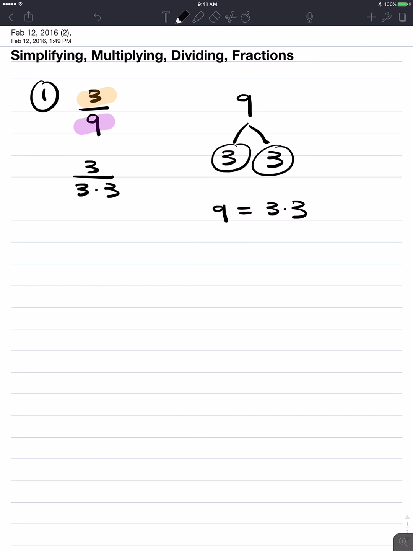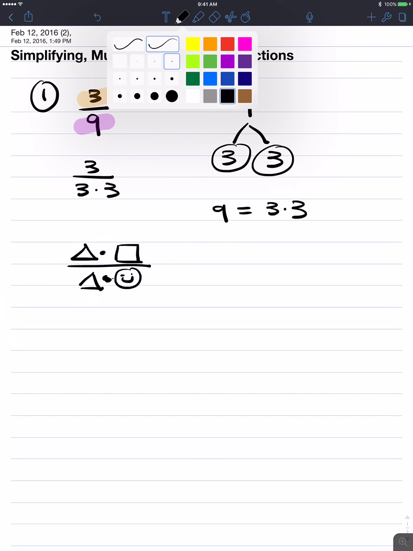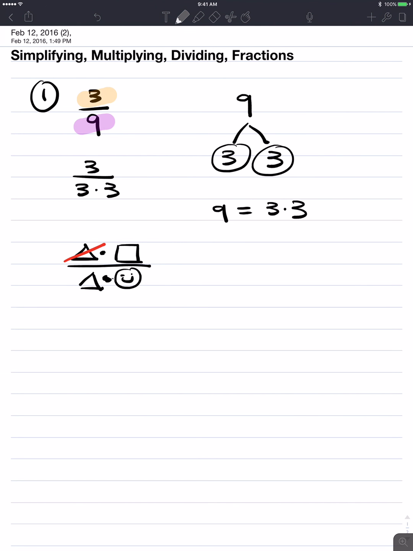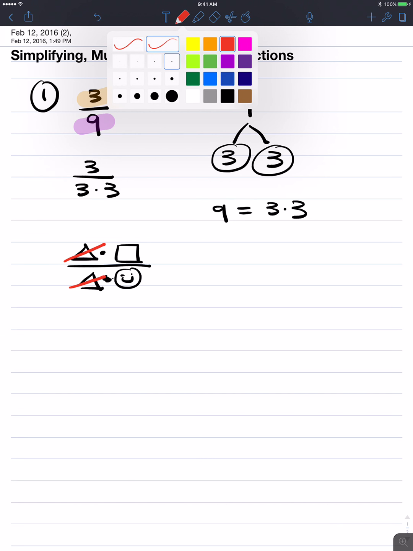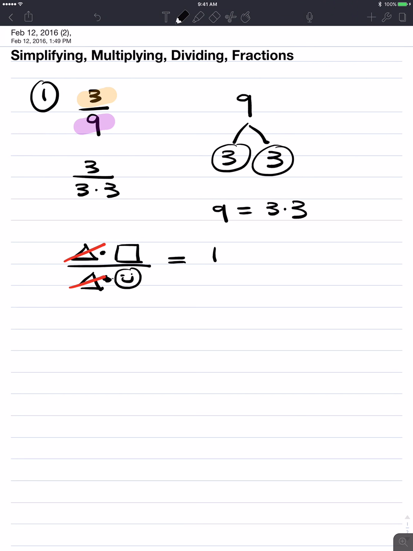We're going to use our cancellation property, meaning if I have something on top multiplied to another thing, and I'm going to divide by that triangle over my happy face. The cancellation, or the simplification property, is simply stating that I can cancel what's on top and what's on bottom. What I'm left with is simply the square over the happy face. This is the property that we'll be using.